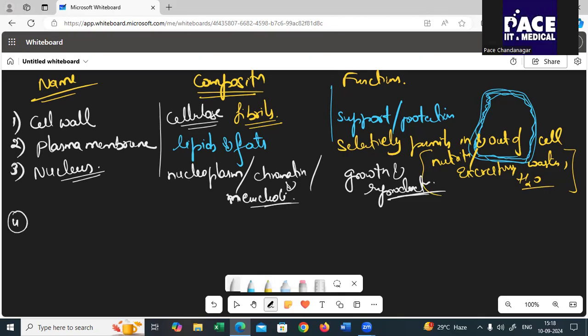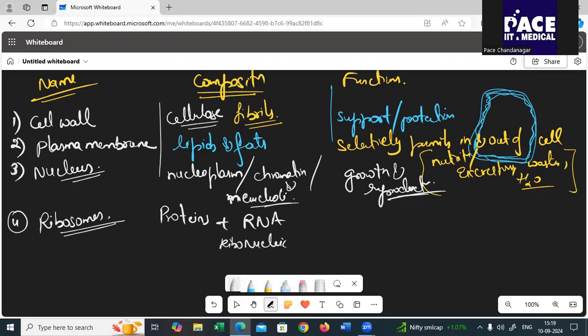Then number 4, it is ribosomes. Ribosomes are nothing but protein and RNA. The composition of ribosomes is proteins plus RNA. RNA stands for ribonucleic acid, and the main function of it is protein synthesis. It is the protein synthesizing site.